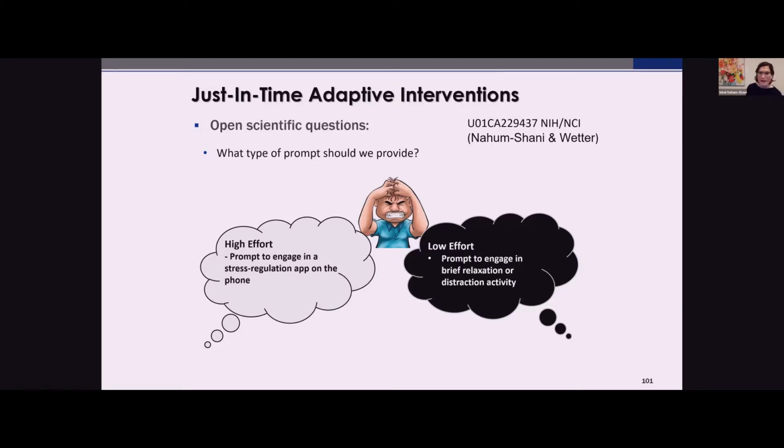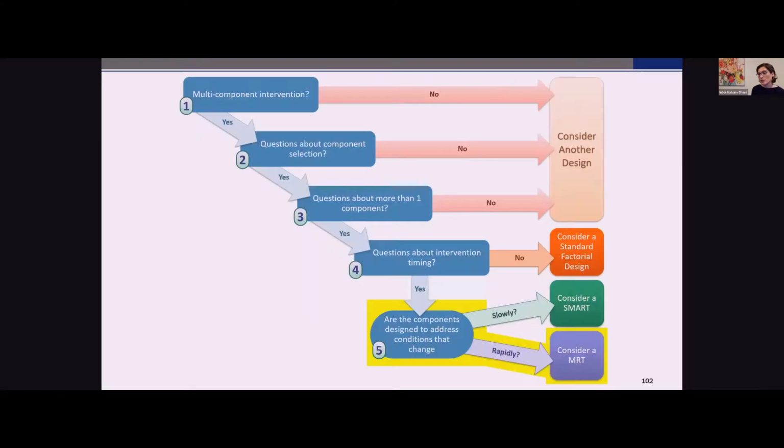For example, here the scientific question is, what type of prompt should we deliver when people are stressed and receptive? Should we give them the prompt to engage them in 5 to 10 minute exercises, which can be pretty burdensome, especially delivered in real time, right, in the natural environment? Or maybe we should deliver a prompt that is less effortful, a recommendation to engage in a less effortful activity like take a walk, chew a gum, take a deep breath and count to 3, right? Here we have scientific questions about the selection of components in a setting where we're trying to address conditions that change rapidly. And this is where we can consider micro-randomized trials.